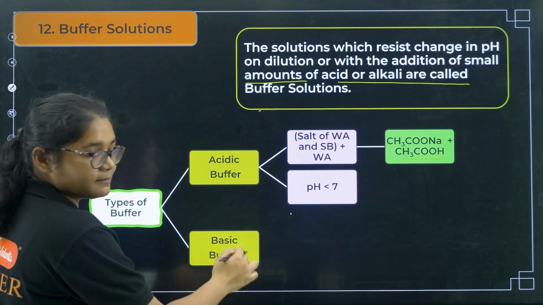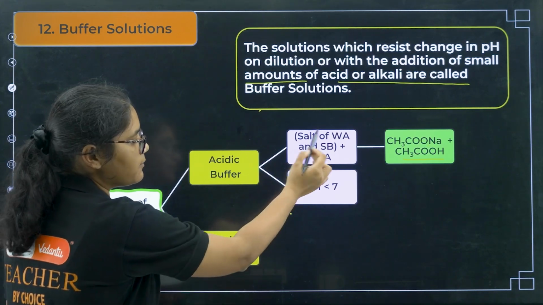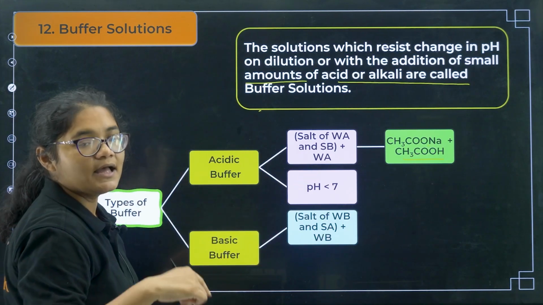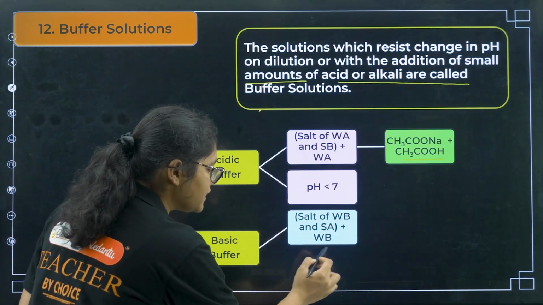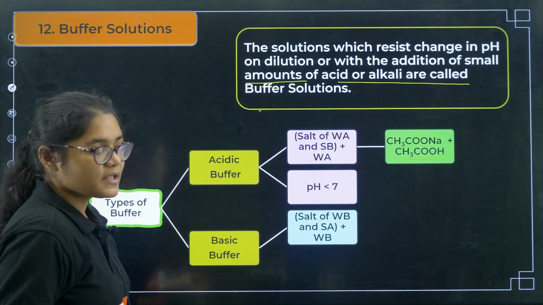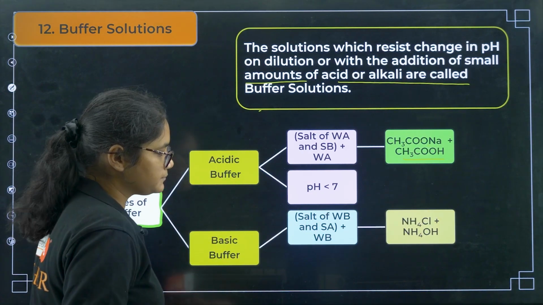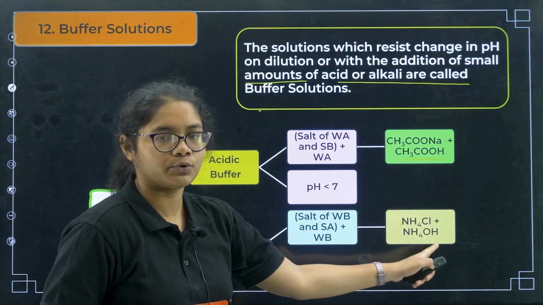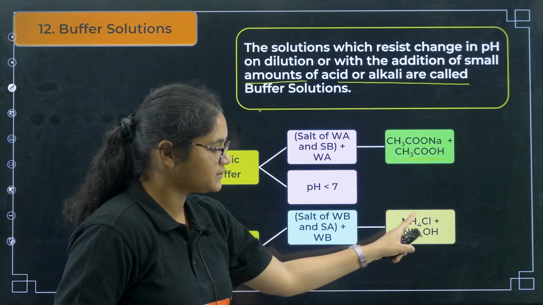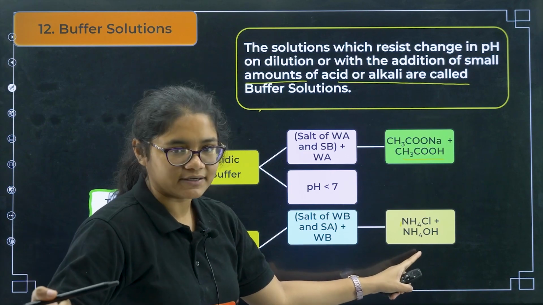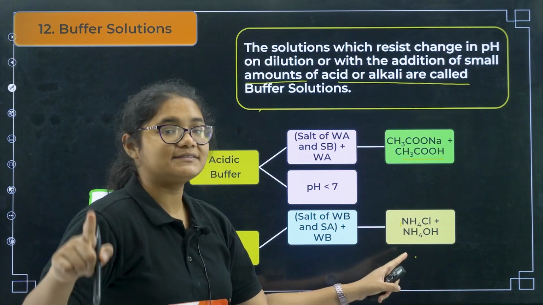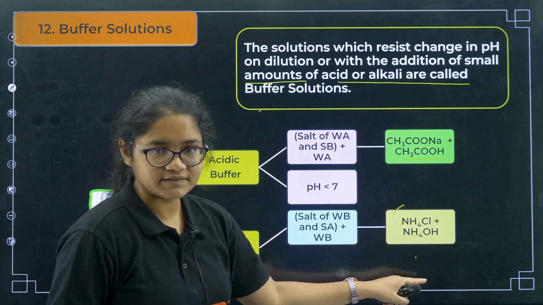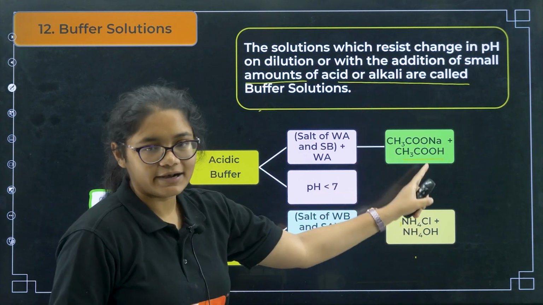Now basic buffer will be made up of what? It's the same thing, you can compare: instead of weak acid, here it will be a weak base, and the salt of the weak base with a strong acid. Here if I take one example, NH4OH, it is a weak base. I will take a salt of this weak base with a strong acid. So NH4OH plus HCl, I'll get NH4Cl. So here a salt and a base, and earlier a salt and an acid.